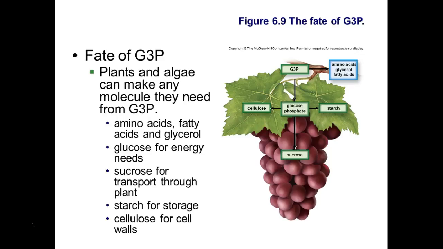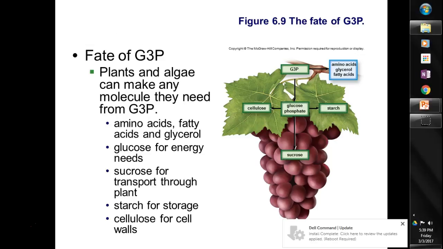And finally, plants need to make cellulose. Remember, cellulose is a polymer of glucose. So cellulose is going to be made from glucose, which is made from glyceraldehyde 3-phosphate.